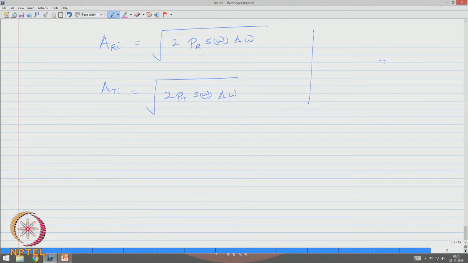In these two equations, A_Ri is given by the square root of 2 P_R S(omega) delta omega, the spectral value, and A_Ti is given by the square root of 2 P_T S(omega) delta omega. Where P_R and P_T are percentage of energy in the random and transient wave.